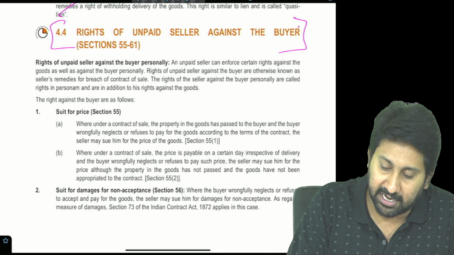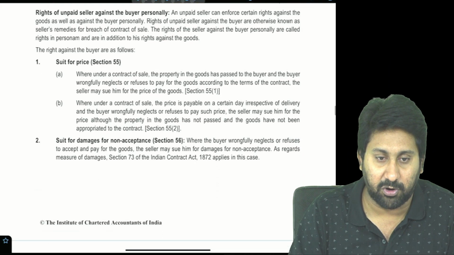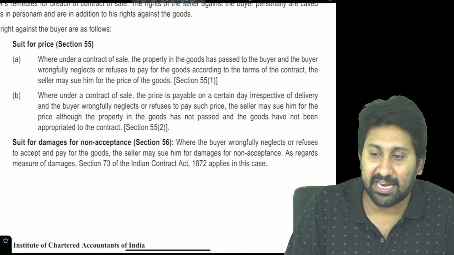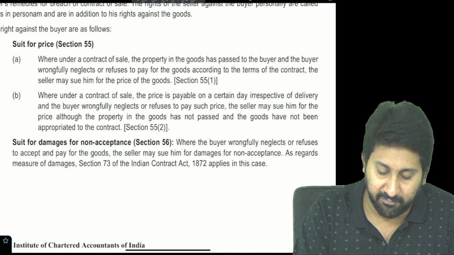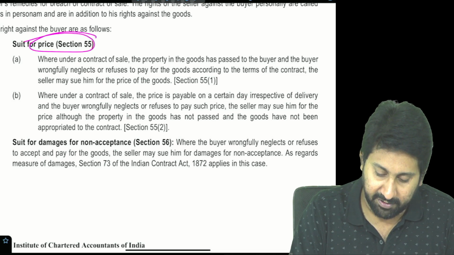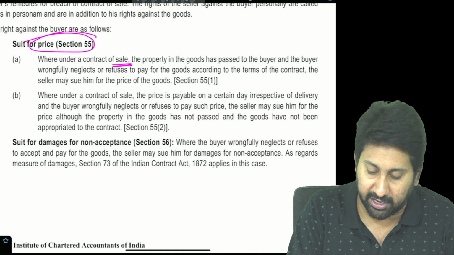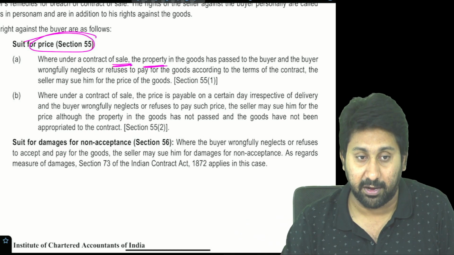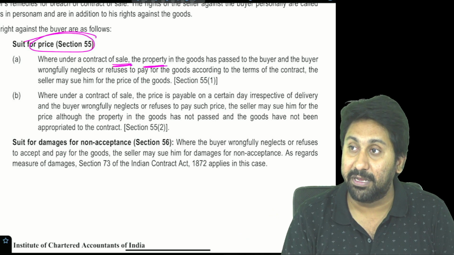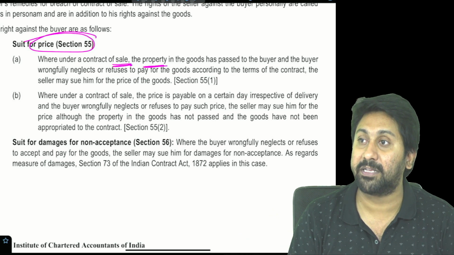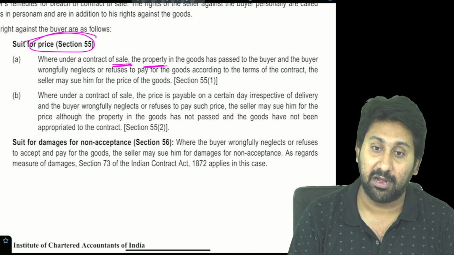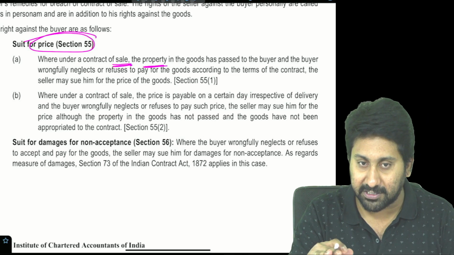Rights of the unpaid seller against the buyer. What can you do against the buyer? Instead of collecting the price or reselling, I can sue him for the price. Where under a contract of sale, the property, meaning title and ownership in the goods, has passed to the buyer. Lien means I should have possession. Stoppage in transit means the goods should be in transit and he should be insolvent. It is not that.